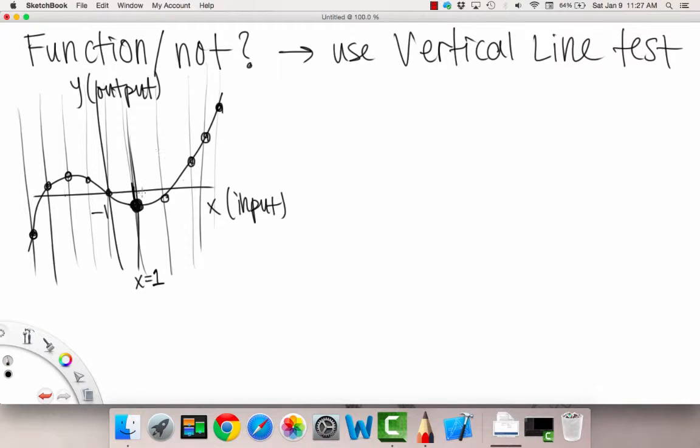So the important thing is that your vertical lines, all the ones that you draw or use with your pencil, only cross the graph once, okay? So this one is, yes, this is a function, this one here.